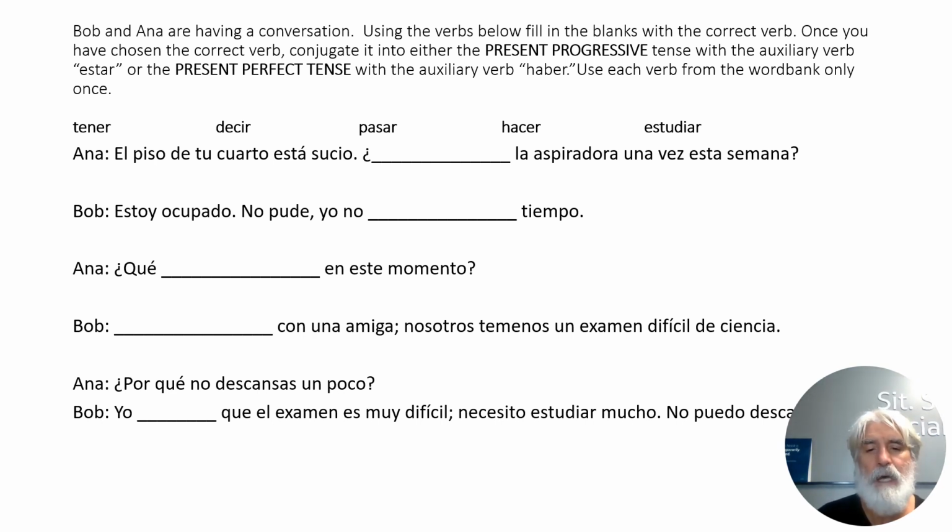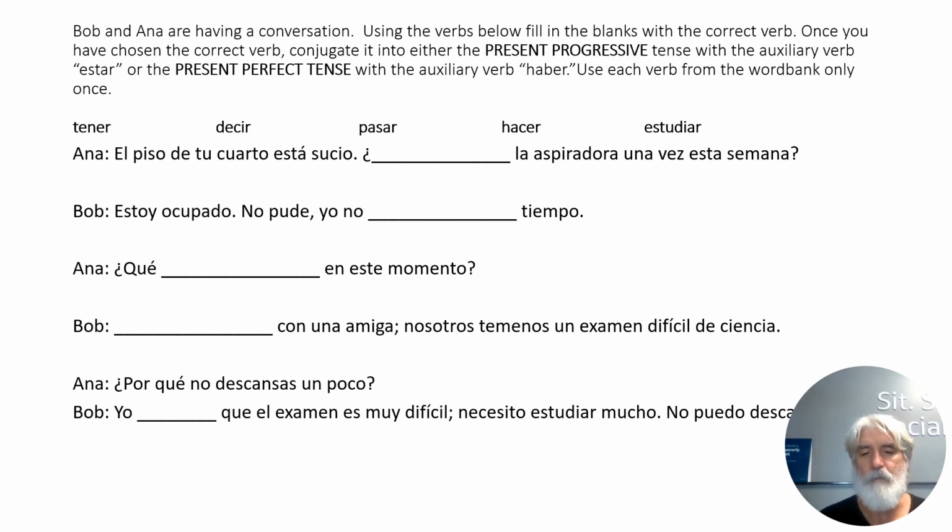She says, blank la aspiradora una vez esta semana. So something about the vacuum cleaner once this week. Would you study the vacuum cleaner? Would you make the vacuum cleaner? Would you say the vacuum cleaner? No, we know that the chore we learned in this unit was pasar la aspiradora. So now we're going to use that. So now she wants to ask him what? Have you passed the vacuum cleaner, or have you vacuumed once this week?